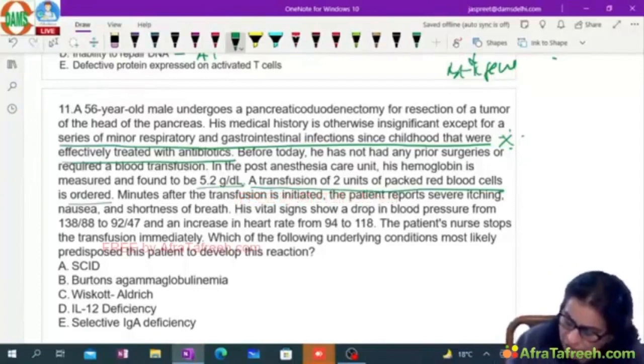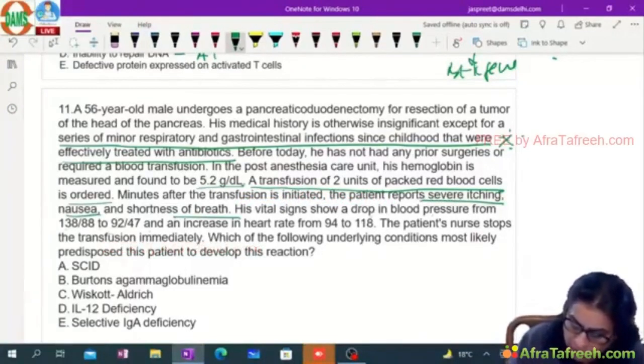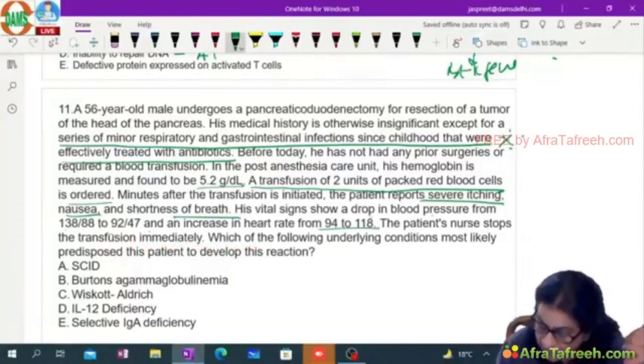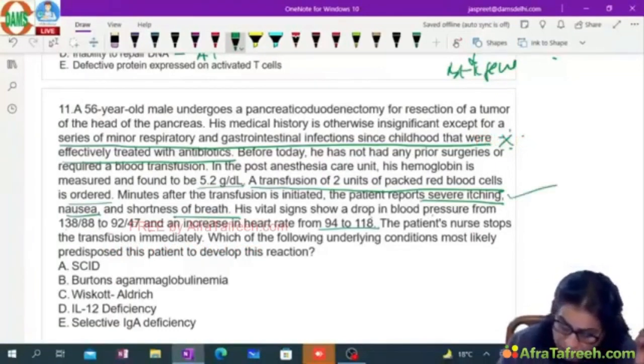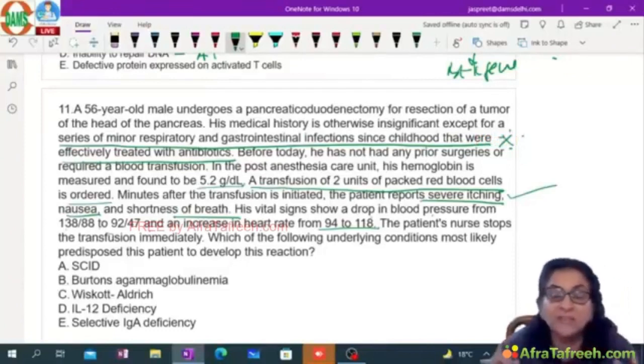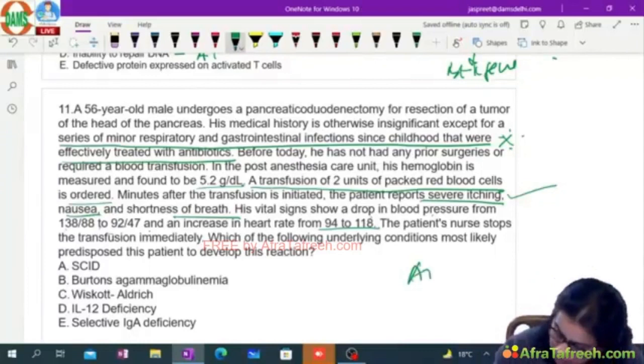Minutes after the transfusion is initiated, the patient reports severe itching, nausea, and shortness of breath. His vital signs show a drop in blood pressure from 138/88 to 92/47. His heart rate increases from 94 to 118. The nurse stops the transfusion immediately. With severe itching, nausea, shortness of breath, BP falling and pulse increasing, he is developing a reaction. He's developing an anaphylactic reaction.